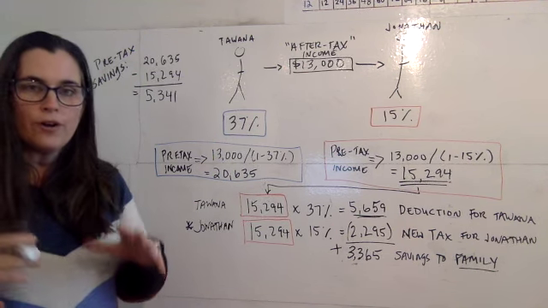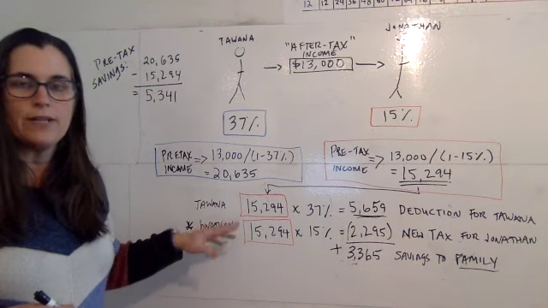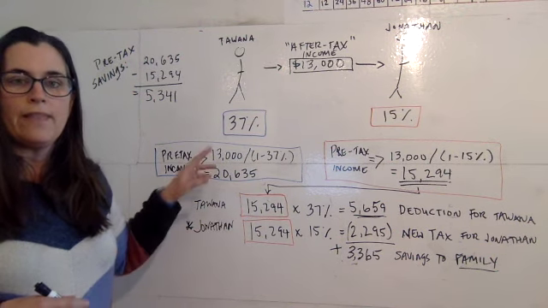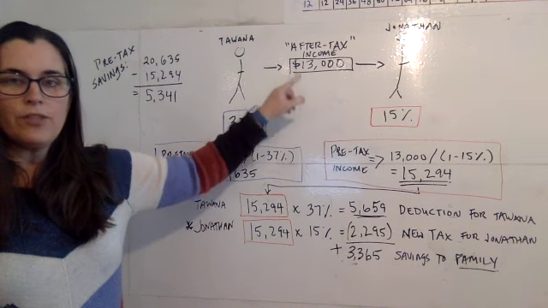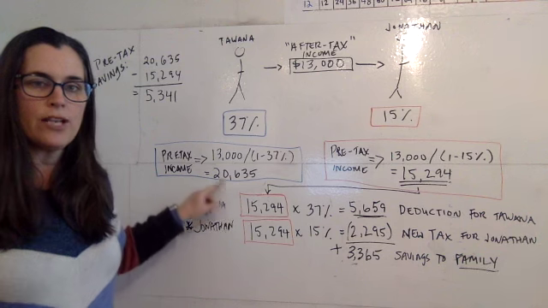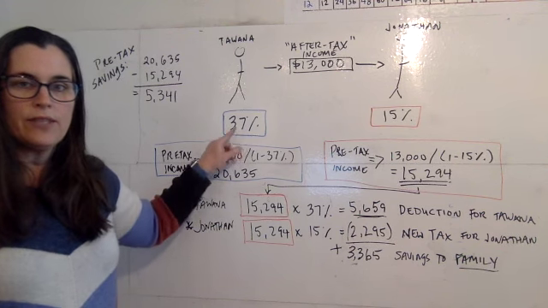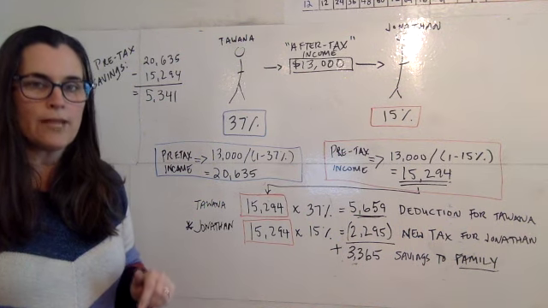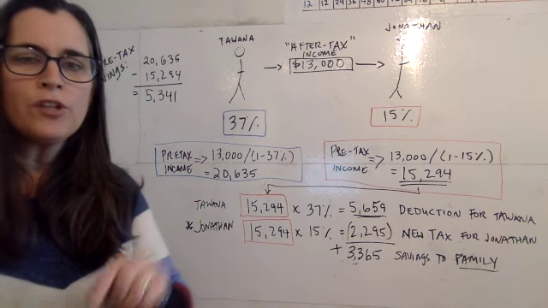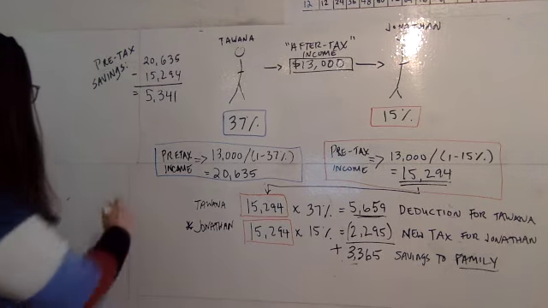Tawana has to earn $20,635. And then if she's taxed at 37%, her after-tax amount will be $13,000. Okay, she has to earn this much given this rate to end up with this much in after-tax income. Okay? If you need to, pause the video and do the math sort of longhand.